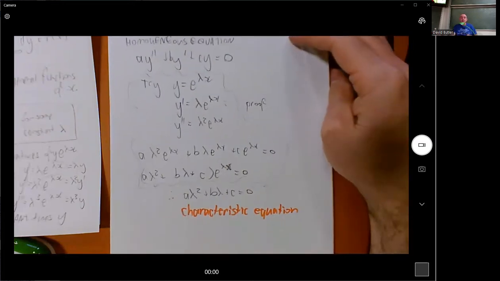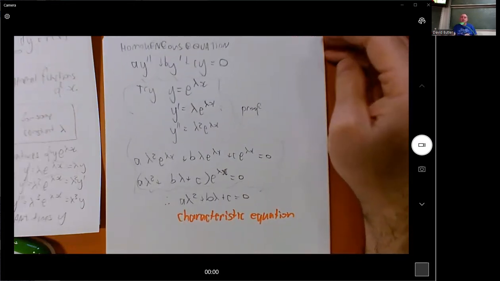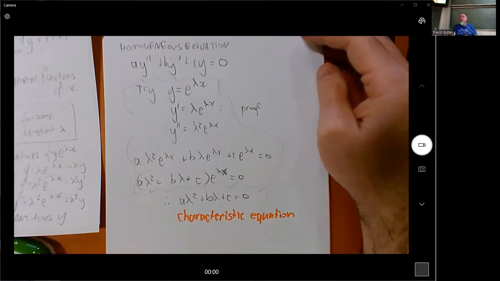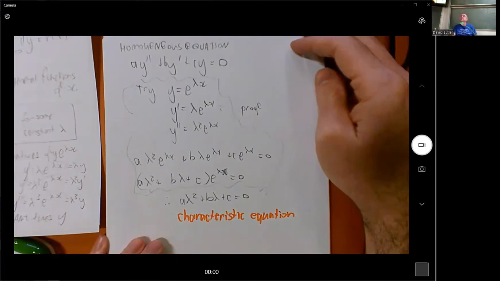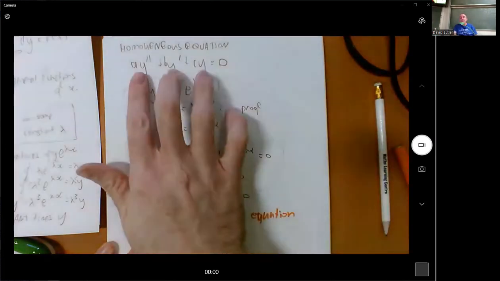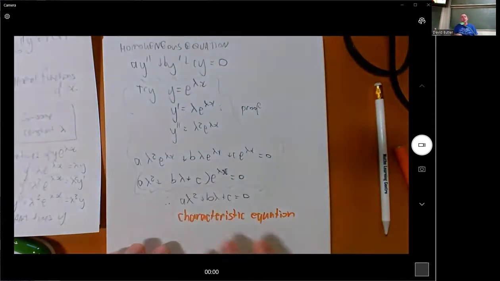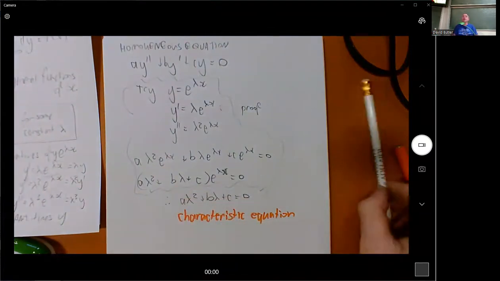And those answers may be different. They may be 2 of the same answer, or they may be not even real. But if these numbers here are real, then if the answers are real, then they're going to be complex conjugates of each other. And so that's great.